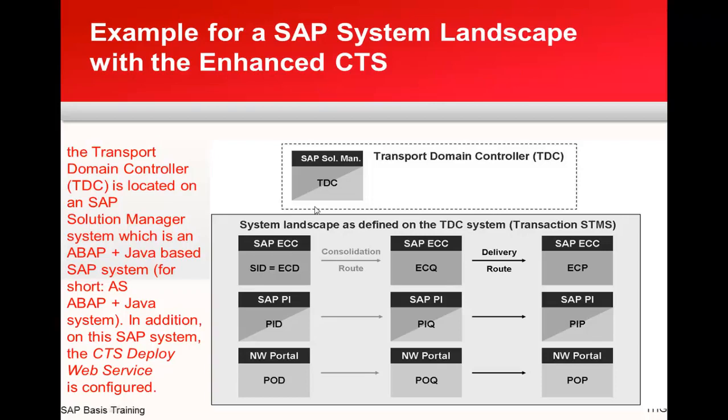So you can see this is a landscape for the ECC system. Then you have the PI system landscape. Basically for ECC you have ECD, ECQ, ECP. From D to Q it is a consolidation route, from Q to P it is a delivery route. For PI it is the same thing, PID to PIQ to PIP. Then for portal you have this SID we are using for portal.